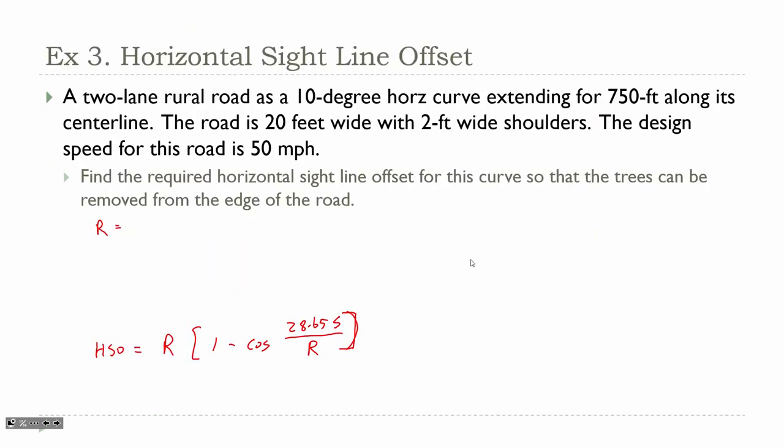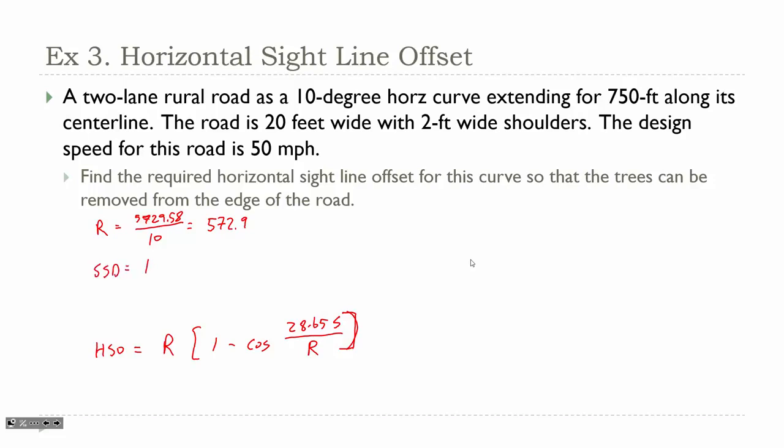So R is equal to 5729.58 divided by the 10 degrees. I can do that one in my head. We'll call it 572.9. Stopping sight distance, what does that equal to? How can we find it? It's not given.